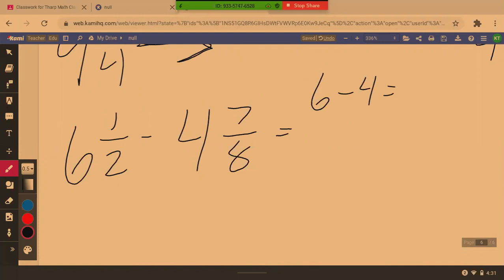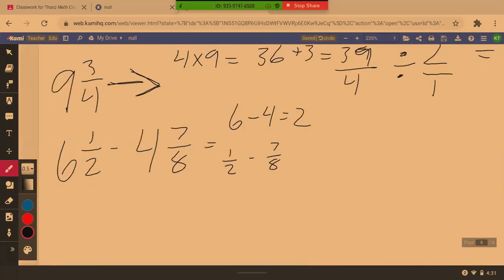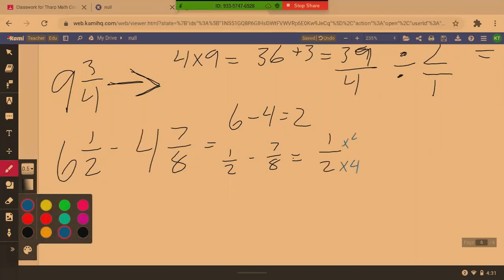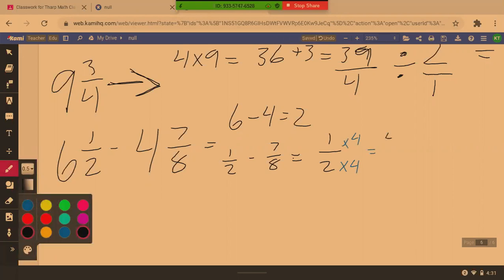6 minus 4 equals 2. And now I'm going to do 1/2 minus 7 over 8. And I'm going to manipulate to get a common denominator. The common denominator is going to be 8 because 2 can go into 8. So I'm going to multiply by 4. 4 over 8 minus 7 over 8. And that's going to give me negative 3 over 8.